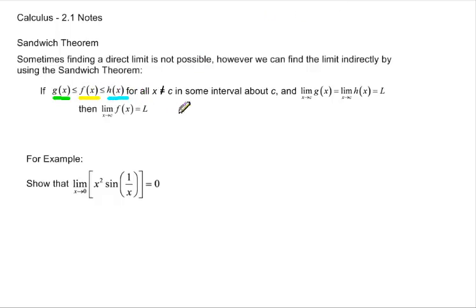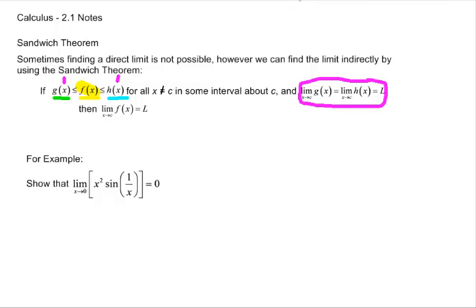h, where x doesn't equal a specific value, then what I'm looking for is a place where I can get a common limit between g and h, and since g and h are on the edges, if they go to a specific spot, then the middle guy has to also go to that specific spot.